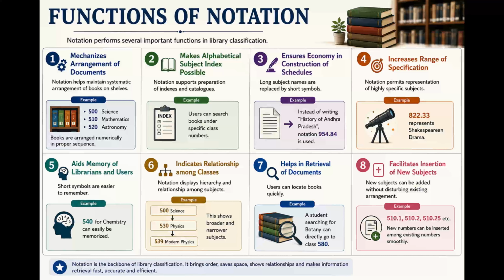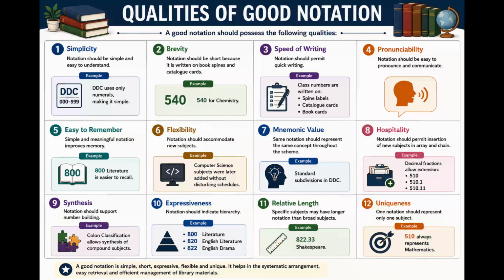Now, let us discuss the qualities of a good notation. The first quality is simplicity. Notation should be simple and easy to understand. For example, DDC uses only numbers, making it simple. The second quality is brevity. Notation should be short because it is written on spine labels and catalog cards. For example, 540 for chemistry.